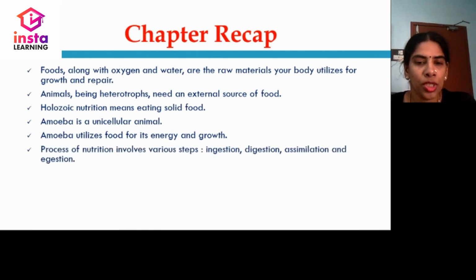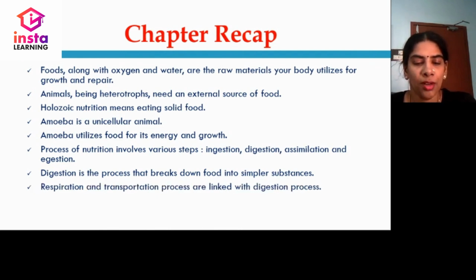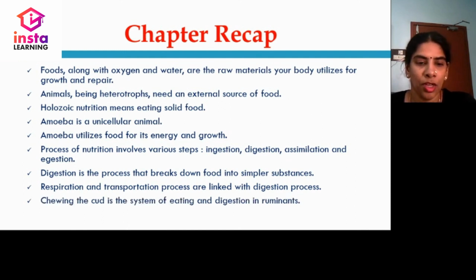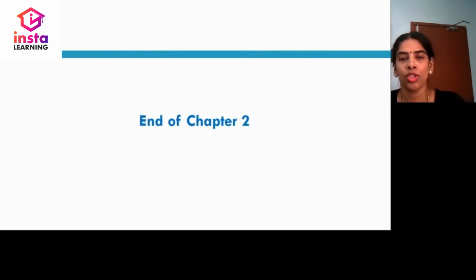The process of nutrition involves ingestion, digestion, assimilation, and egestion. Digestion is a process that breaks down food into simpler substances. Respiration and transportation processes are linked with the digestion process. Chewing the cud is a system of eating and digestion in ruminants. There are 4 types of teeth. This ends chapter 2.